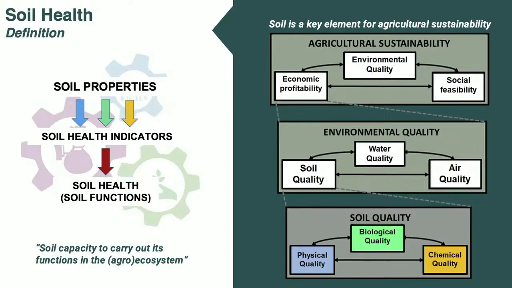For soil health, we start with soil properties: physical, chemical, and biological. Some of them we can take as soil health indicators. Not all the properties can work as good soil health indicators, so we have to select the best properties, in the sense that some of these properties are strongly related and inform directly about the soil function that is the basis of soil health.